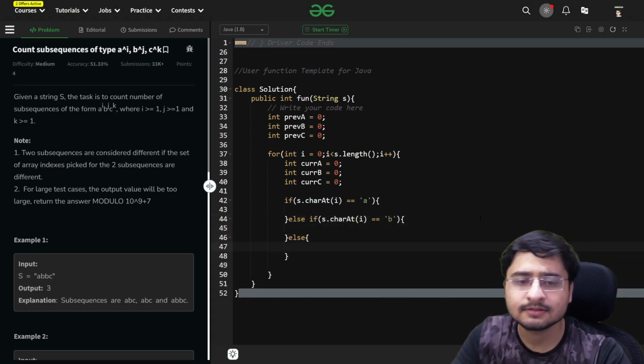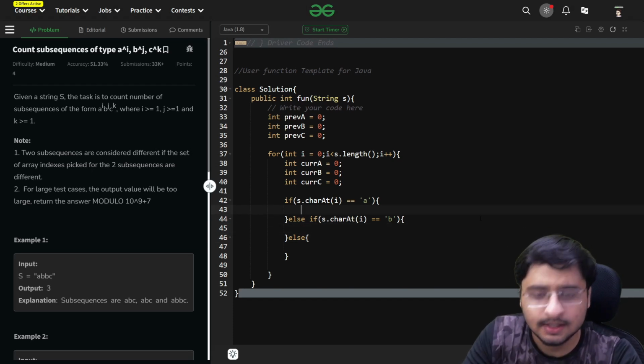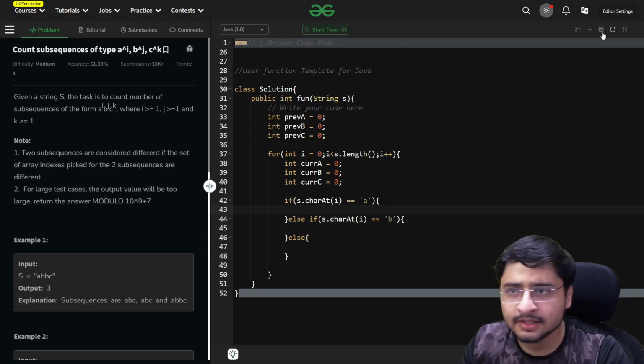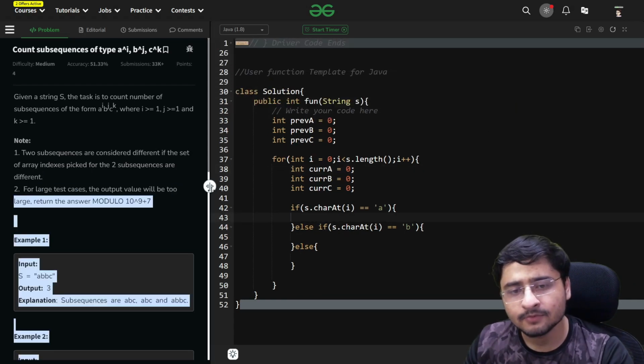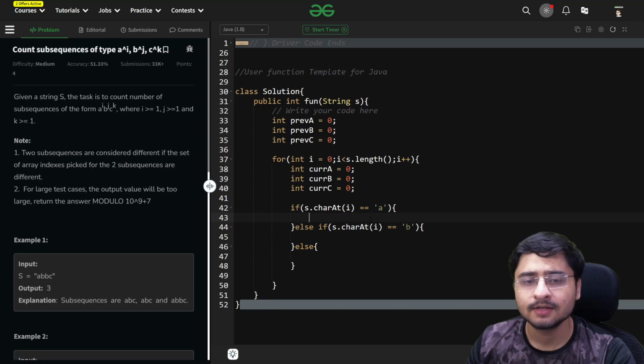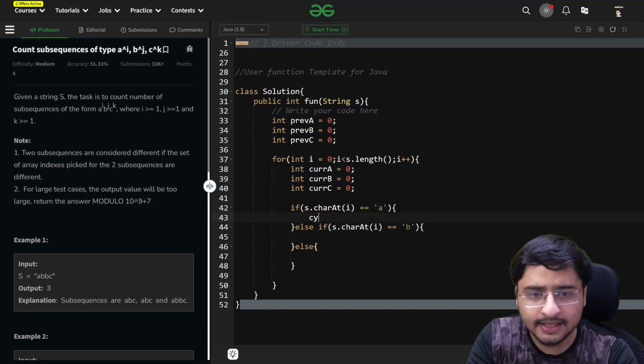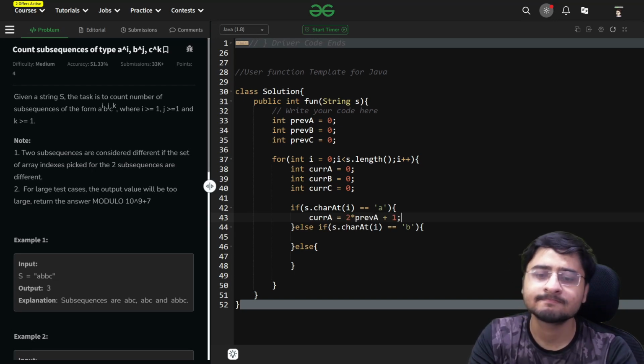Else we are going to do something else. Okay, forward. When we are standing on a, I'll just increase the font size a little bit. When we are standing on a, what do you think we should do? Current a becomes what? 2 into previous a's plus 1.